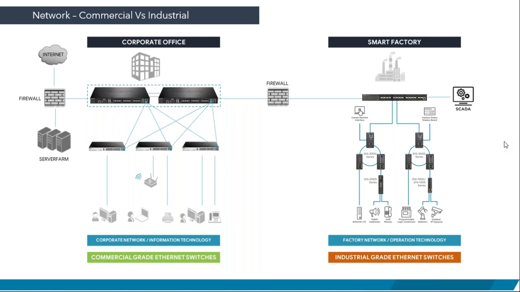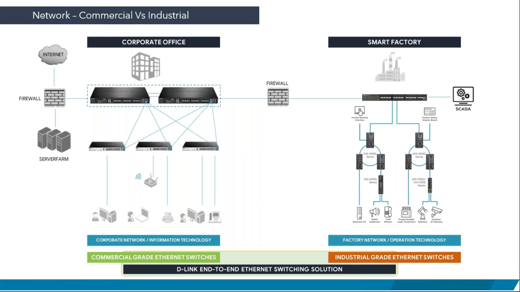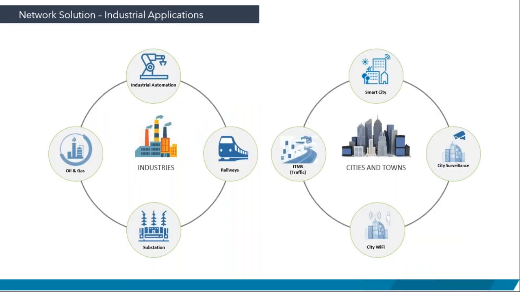In the smart factory, the temperature and humidity are much higher compared to a normal commercial environment, and that is the reason we always talk about the smart factory. The difference between corporate and smart factory is that in corporate we talk about a temperature-controlled environment, whereas in the smart factory the temperature might cross 50 or 60 degrees, so that is the environment.